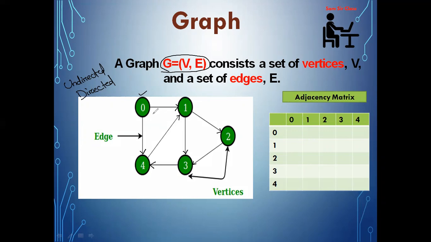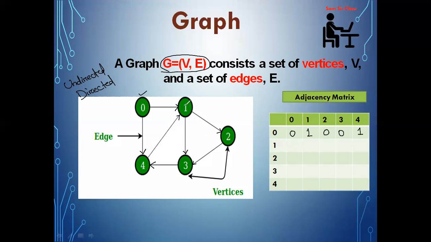So 0 to 0, there is no self loop or there is no edge between 0 and 0. So we'll keep a value 0 here. Now 0 to 1, direction is there. So we'll put the value 1 here. 0 to 2, there is no direct connection and there is no direction also. So here you will put 0. 0 to 3, you will put 0. 0 to 4, there is a path and the direction is also there. So we'll put the value 1.